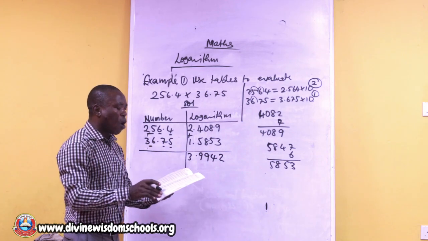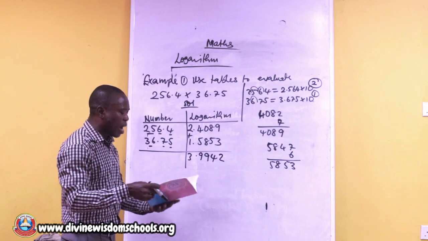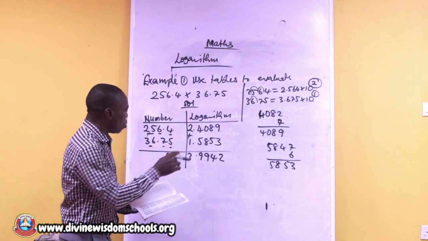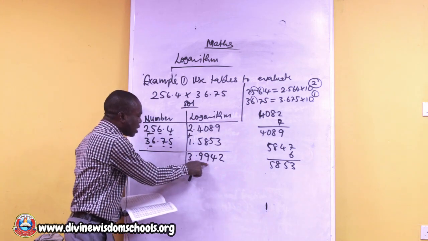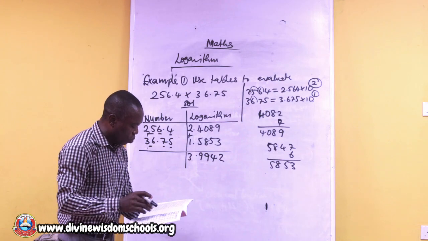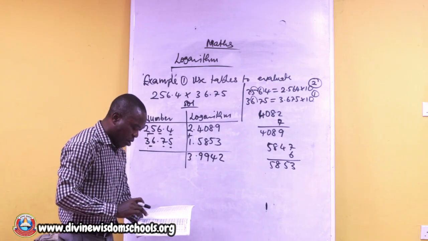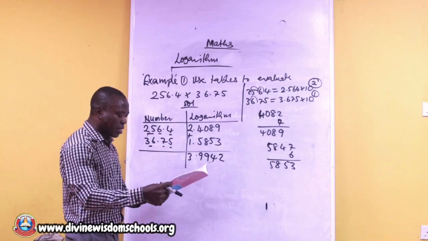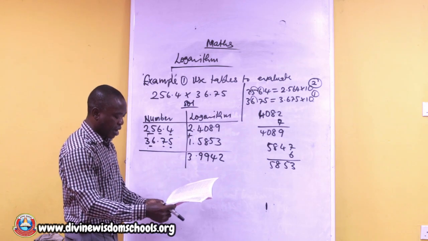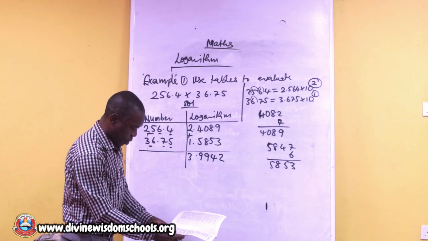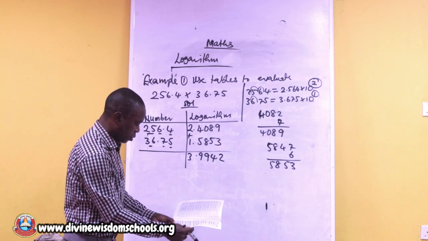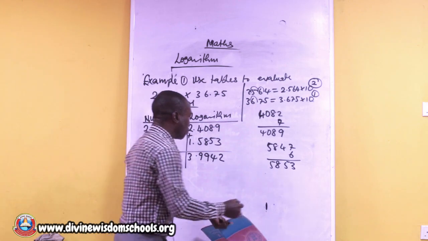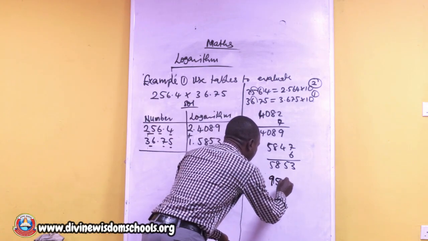You now turn to what we call the antilog. Antilog table. Antilog is like the opposite of logarithm. So you turn to the antilog table. The same thing we did here, that's what we are going to do. 99 under 4, difference 2. So I look for 99 here. 99 is here. 99 under 4 is 9563.